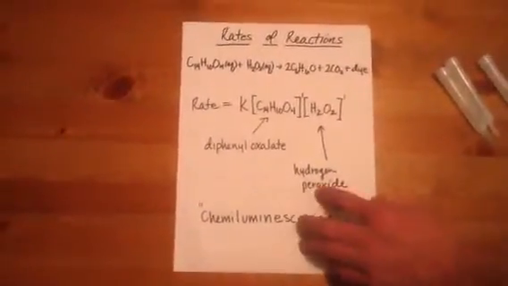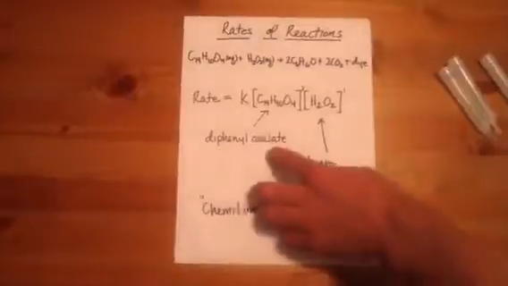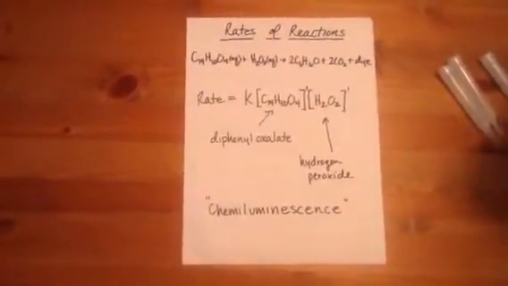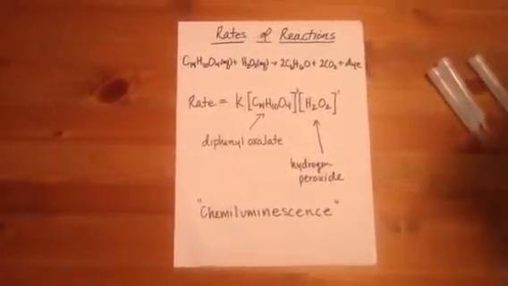Now, the hydrogen peroxide oxidizes the diphenyl oxalate. When it does this, the electrons are excited during the oxidation.